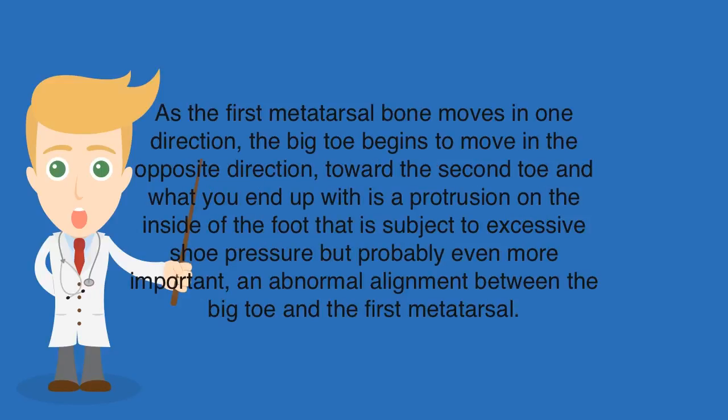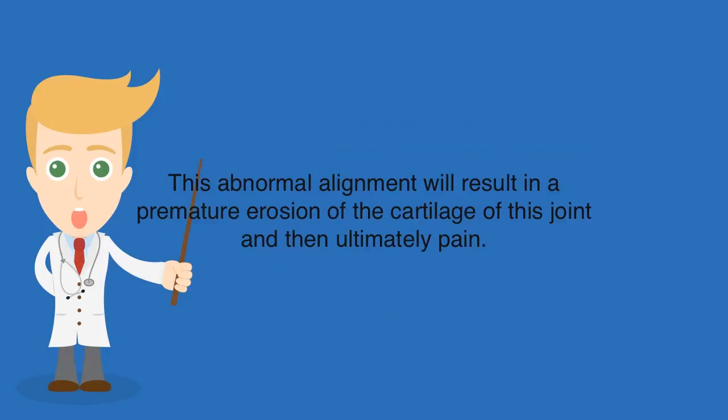As the first metatarsal bone moves in one direction, the big toe begins to move in the opposite direction, toward the second toe, and what you end up with is a protrusion on the inside of the foot that is subject to excessive shoe pressure, but probably even more important, an abnormal alignment between the big toe and the first metatarsal. This abnormal alignment will result in a premature erosion of the cartilage of this joint and then ultimately pain.